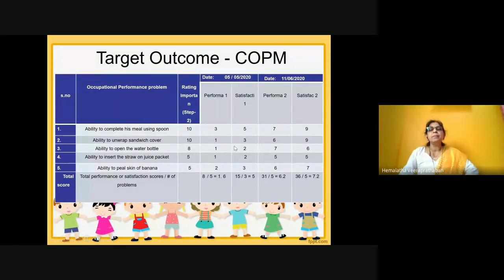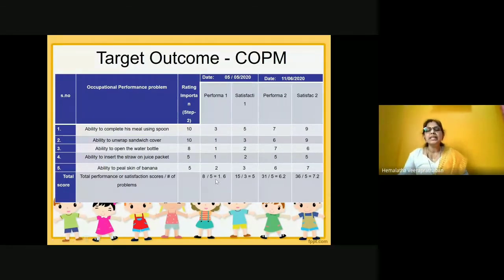Initially the performance in using a spoon during mealtime was 3, which is a low performance on the rating scale, and at the end mom was saying 7 for performance. So like that in each item, if you see these two are the pre and these two are the post, if there is a difference of 2 points, that itself, the statistical evidence says it's very high. If you want to do a case study, this is very high evidence.